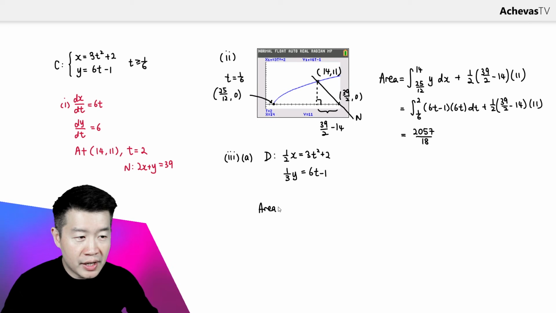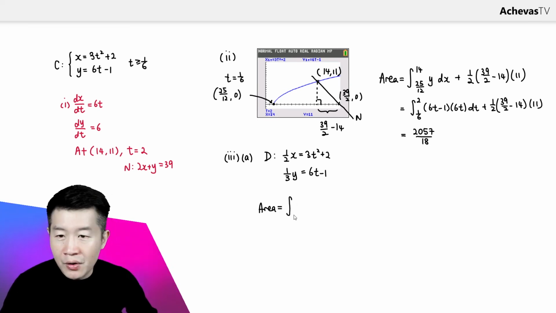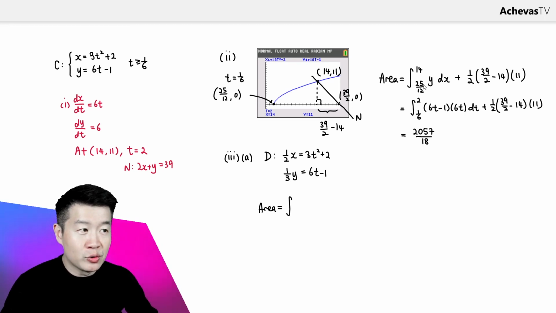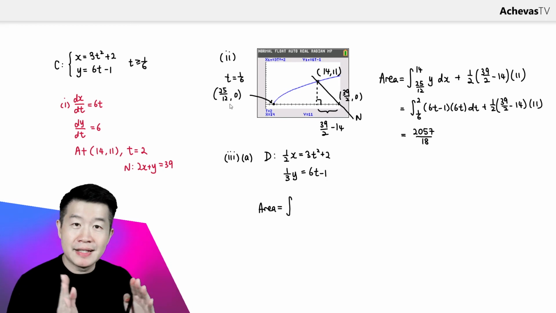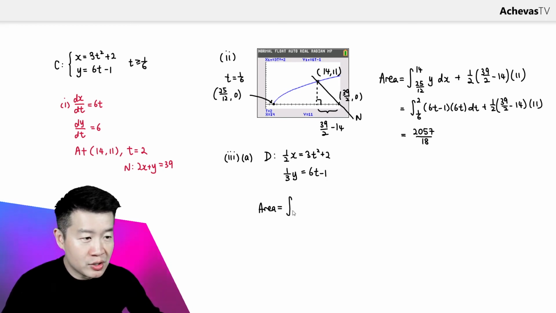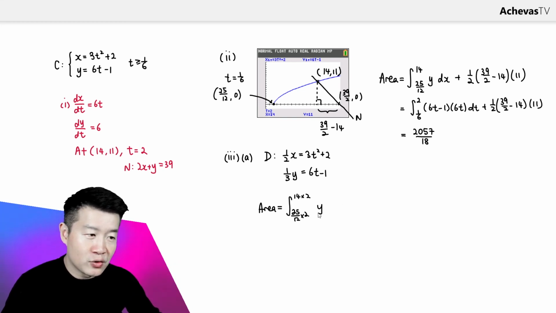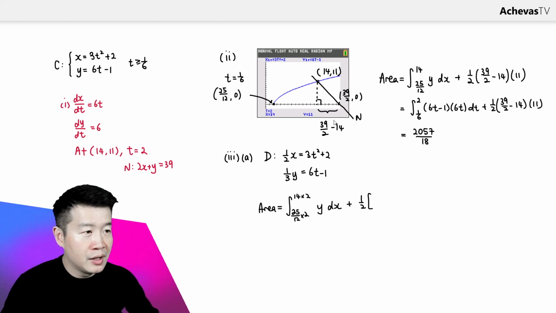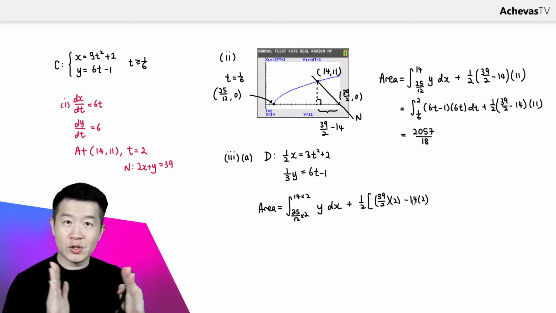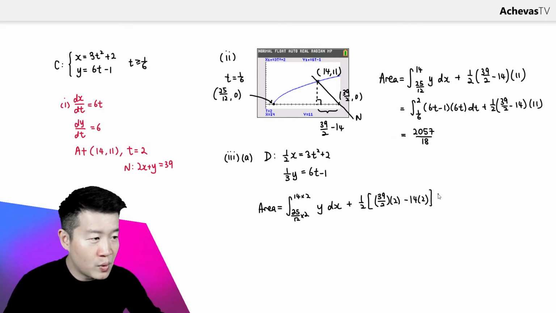As for the new area that we are looking at, previously we were integrating from 25 over 12. So that is this point here. And since it's going to be scaled by 2, it is going to be 25 over 12 times 2. The same goes for 14. It will be 14 times 2. The new y, sorry, let's just go for the same y first. Then after that, dx. Then plus, it is going to be half of, for the horizontal distance, 39 over 2 times 2 minus 14 times 2, because all the x coordinates are supposed to be scaled by 2 times. As for the y coordinate, it's going to be 11, scaling by 3 times, so times 3.